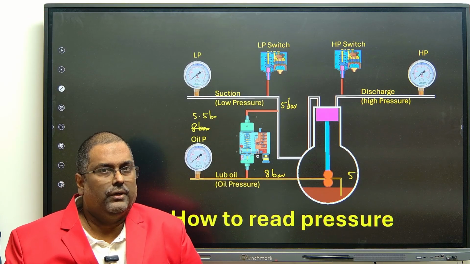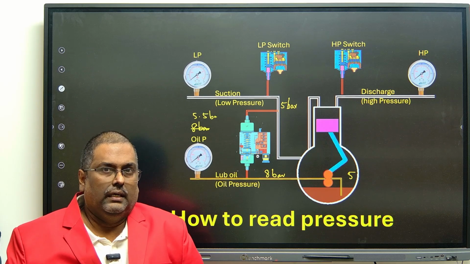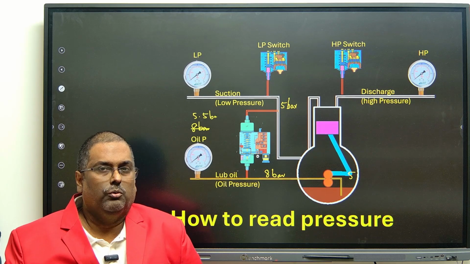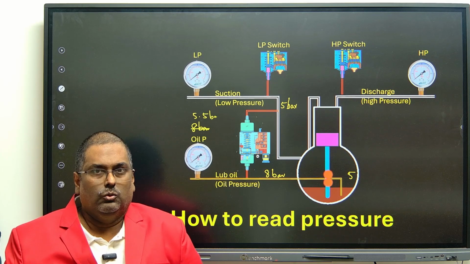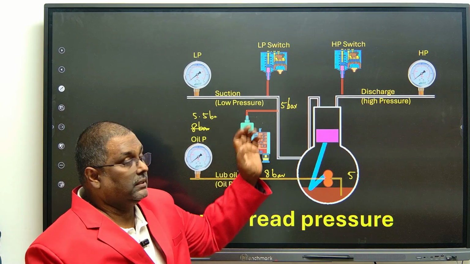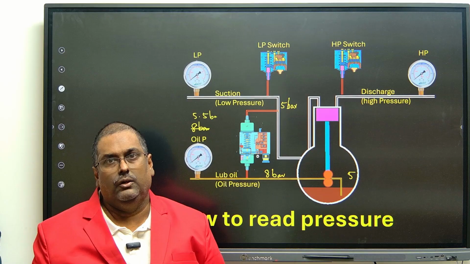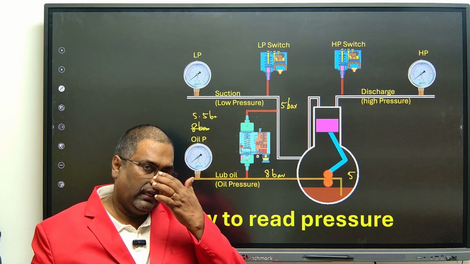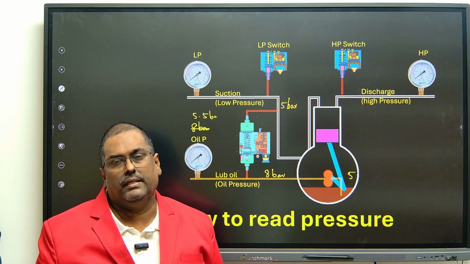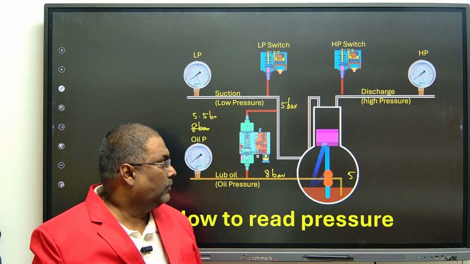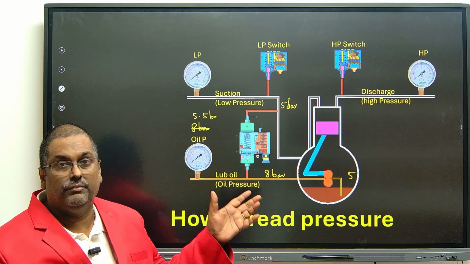Okay. So whenever you take a round, make sure you subtract the suction pressure from the lube oil pressure and check that value. If that is okay, then it is okay. Otherwise, you have to find out the reason why the pressure is less. That is why I want to tell you this is very, very important.